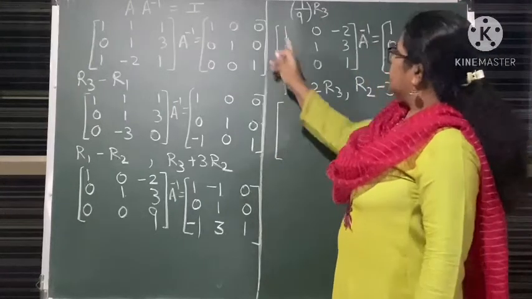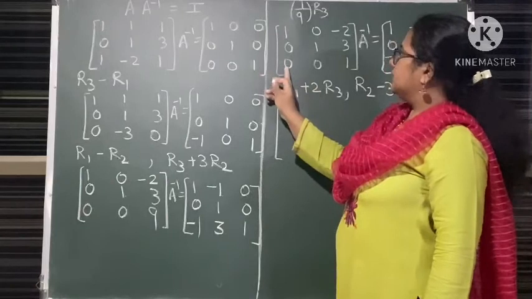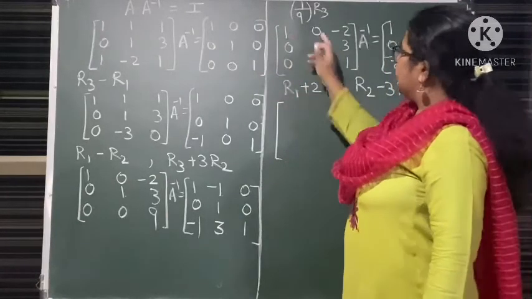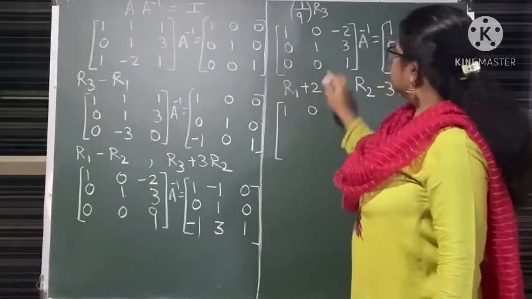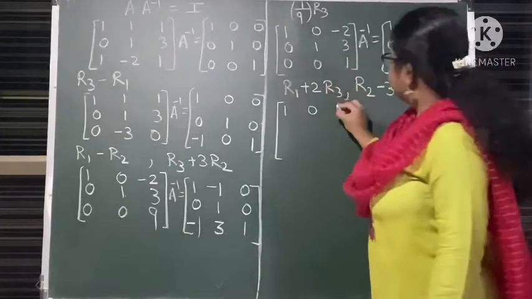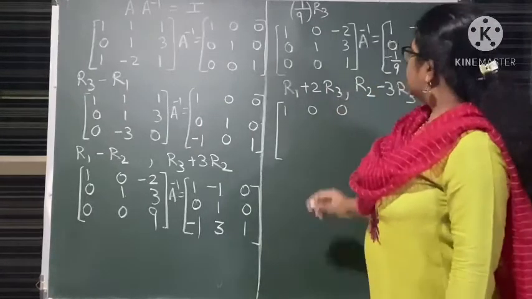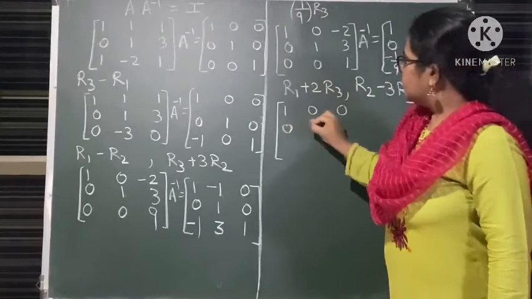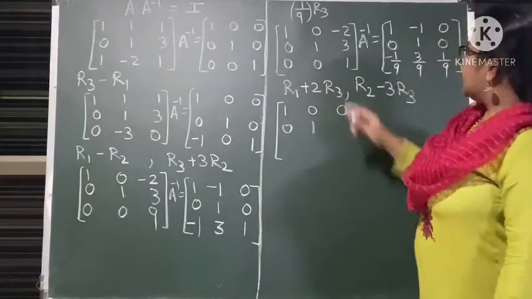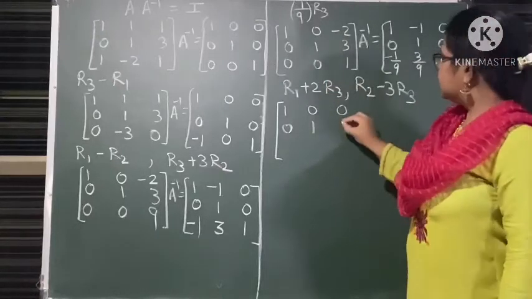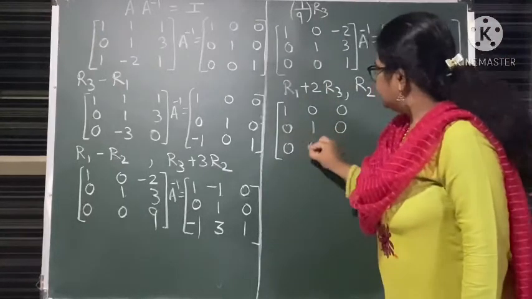So R1 plus 2 into R3. R3 is 0, 0. Here there will be no operations, so these two elements will remain the same. 1, 0. Minus 2 plus 2 into 1 is 2. Minus 2 plus 2, 0. Then R2 minus 3 into R3. Again these two elements are 0, so no change in these two elements. And 3 minus 3 into 1 is minus 3. 3 minus 3 is 0. And 0, 0, 1.